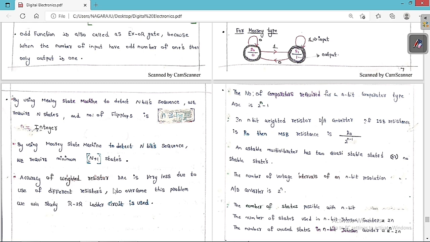So the accuracy of the weighted resistor DAC is very low due to the use of different resistors. To overcome this problem, the R-2R ladder circuit is used. In DAC circuits, we are going to study two things, which are the R-2R ladder circuit and the weighted resistors. Out of them, the accuracy of the weighted resistor DAC is very low, so we are going to study the R-2R ladder circuit. The accuracy of the weighted resistor DAC is always lower than the accuracy of the R-2R ladder circuit.